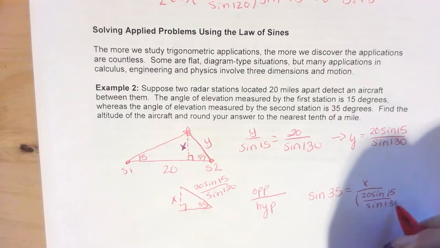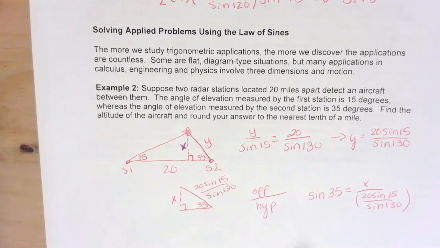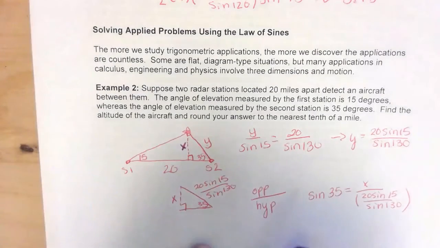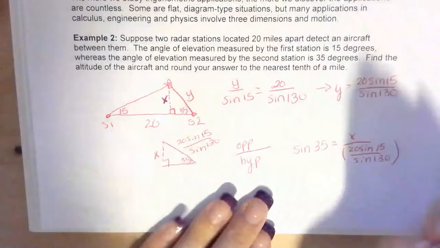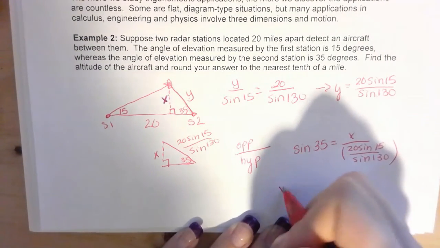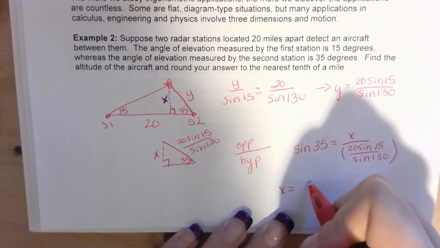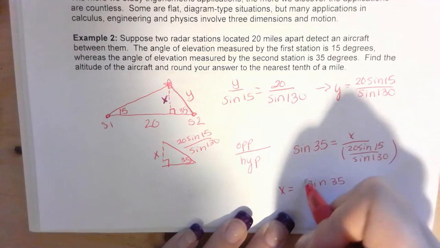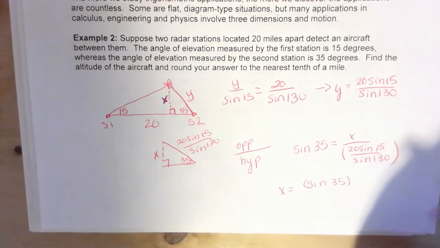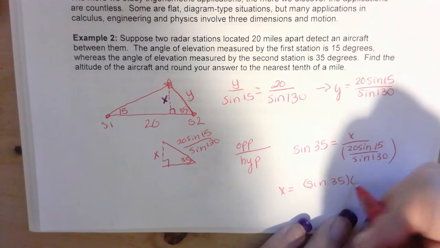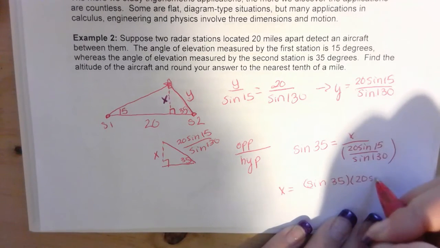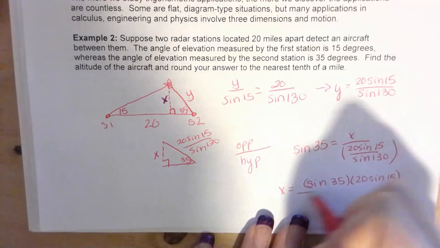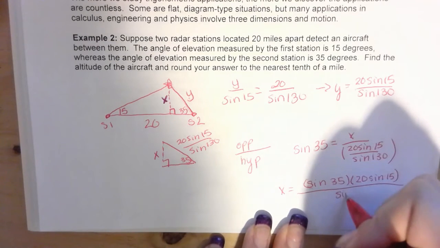Now, luckily, the unknown is on top, because how do I get the unknown, the x, all by itself? Well, I have to multiply both sides. So let me show you what you're going to put in your calculator. So we're going to say x equals sine of 35 times that 20 sine 15 all over sine of 130.